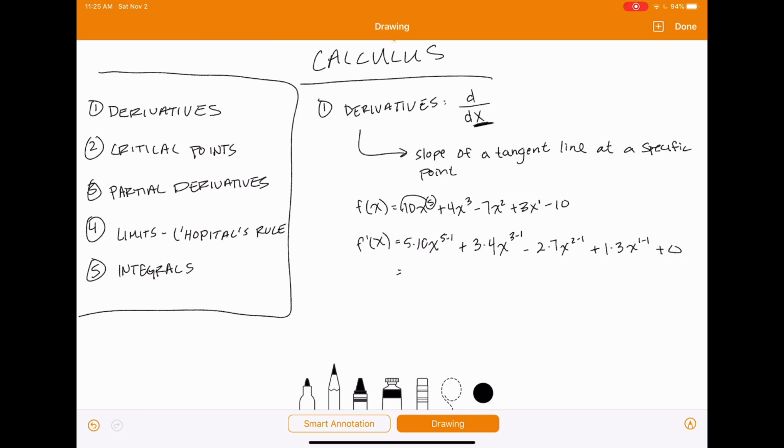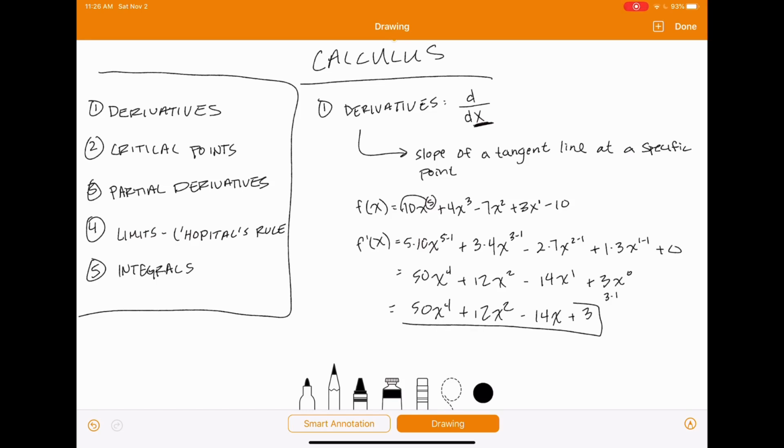All right, and then we can just simplify. So 50x to the fourth plus 12x squared minus 14x to the 1 plus 3x to the 0. 50x to the fourth plus 12x squared minus 14x to the 1 is just x, plus x to the 0 is just 1, so that ends up being 3 times 1, which is just 3. And that would be your derivative.